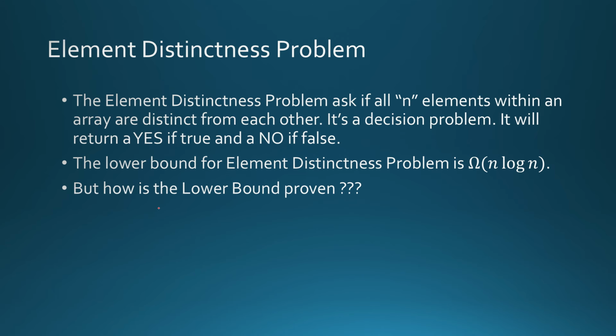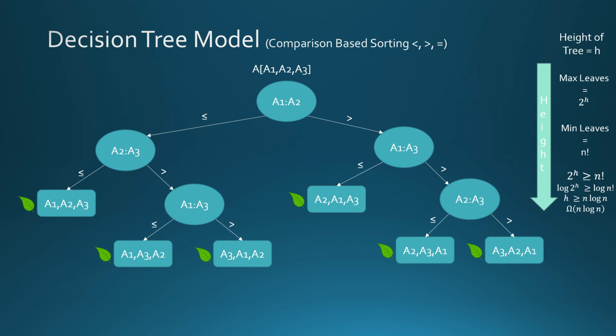But how is this lower bound proven? Let's see. As you can see here, this is a decision tree model for a comparison-based sorting. We have an array with 3 elements, 1, 2, and 3. In order to find the lower bound of this decision tree model, we have to bound it to the height, which we know that the max amount of leaves is 2 to the h, and the minimum amount of leaves is n factorial. What does n factorial mean?